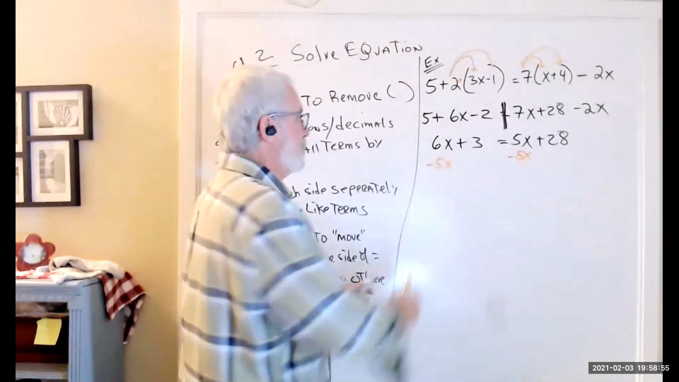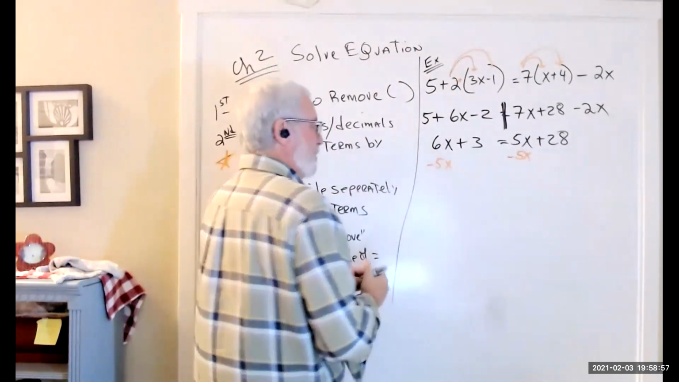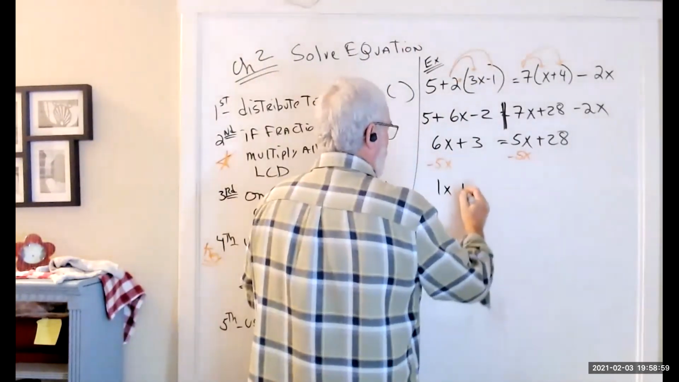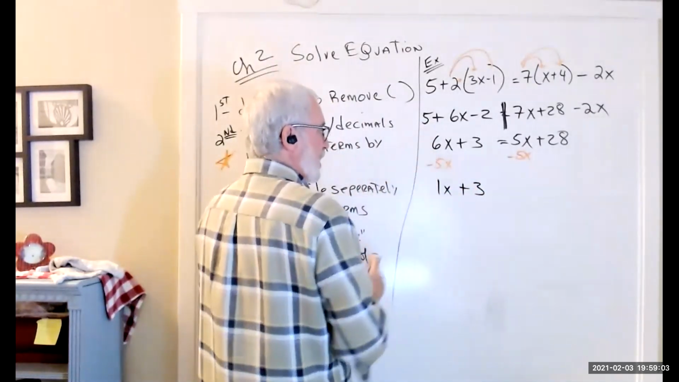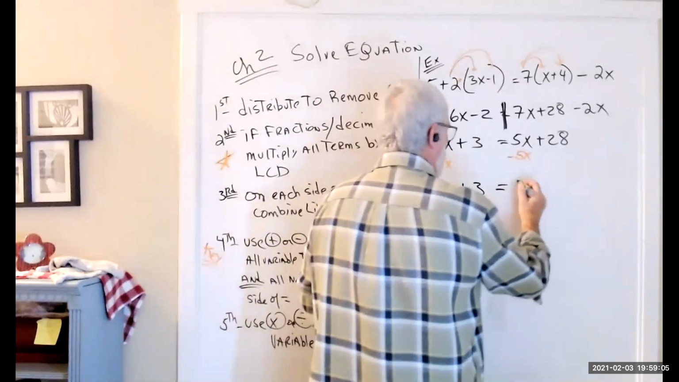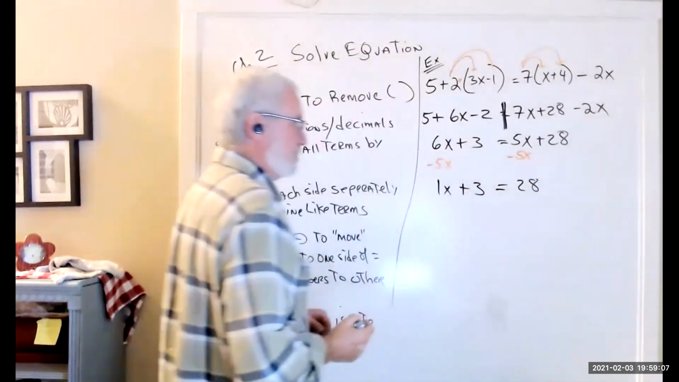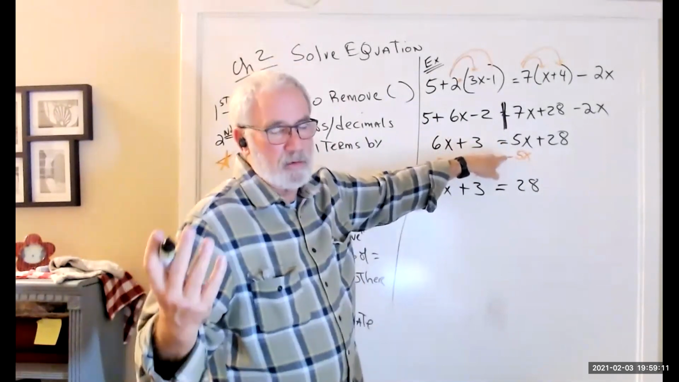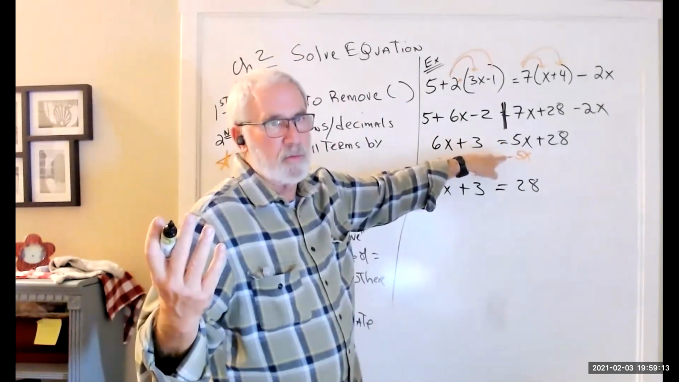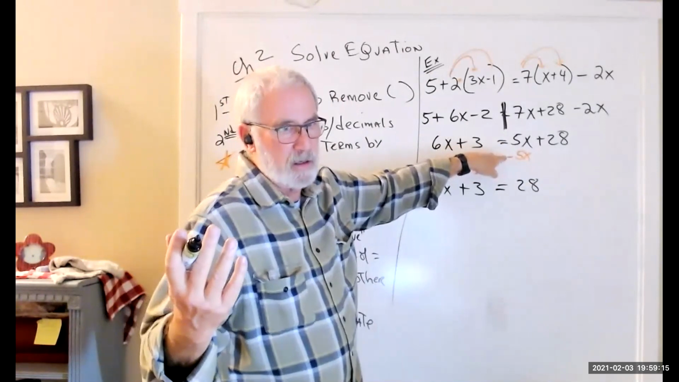Okay, so 6x take away 5x is 1x. And you don't need the 1. Those of you who know that, I'm just showing you 6 take away 5 is 1 equals 28. Because 5x take away 5x, they're gone. Is 0. There's no more x's on that side.